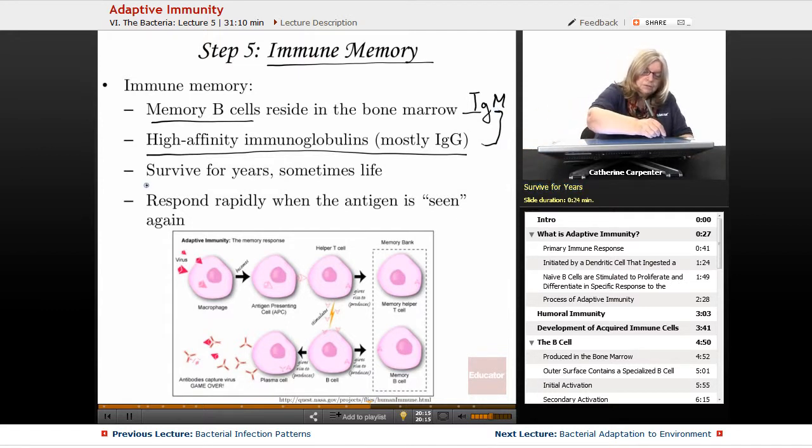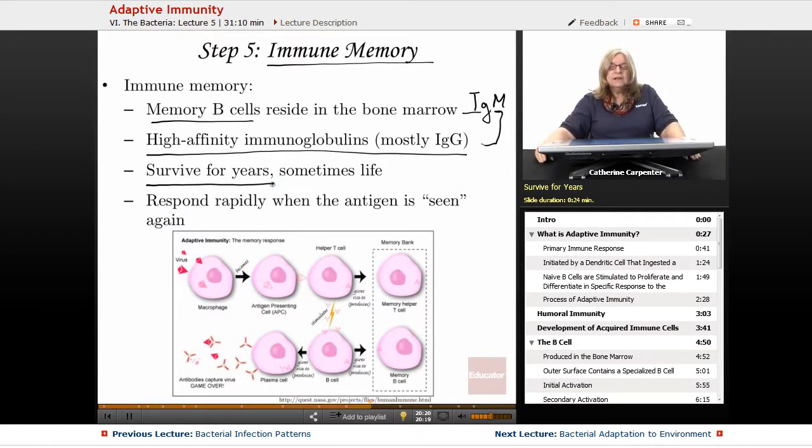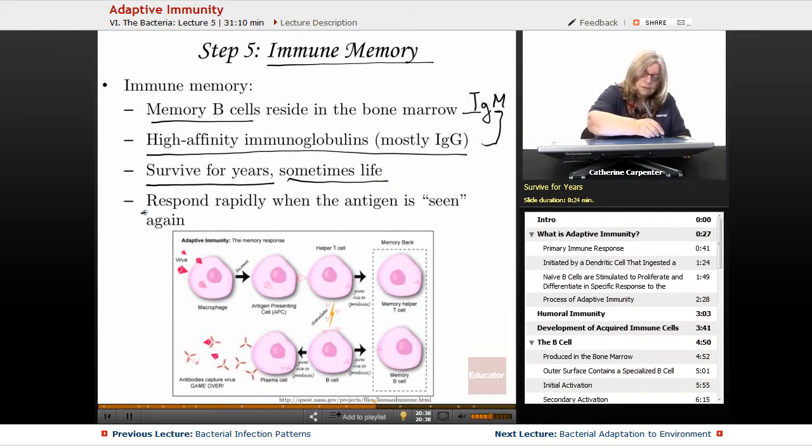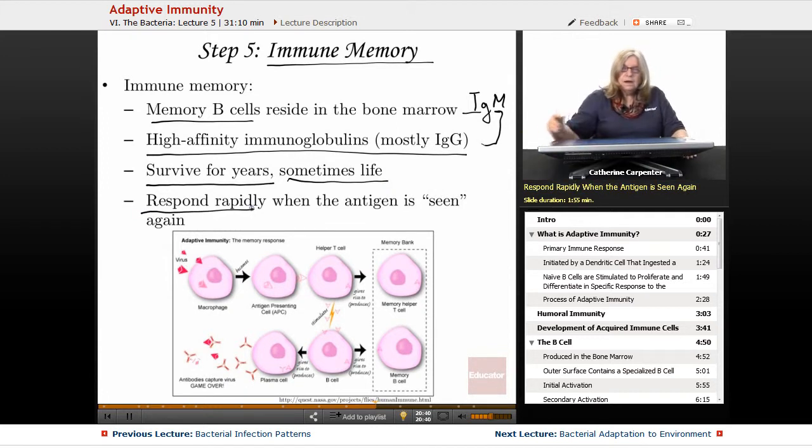Sometimes these IgM or B cells that have memory survive for years, sometimes for life, and sometimes not. Sometimes, unfortunately, our immune system forgets the exposure, and then you can be exposed again, or you can develop the infection again. So if the memory is active, you can have a much more rapid response.